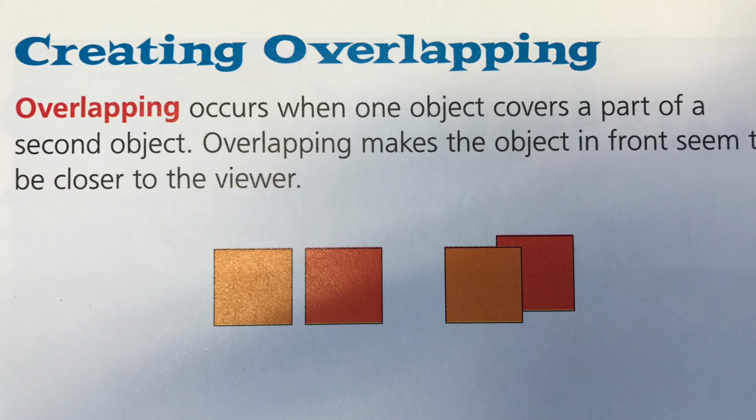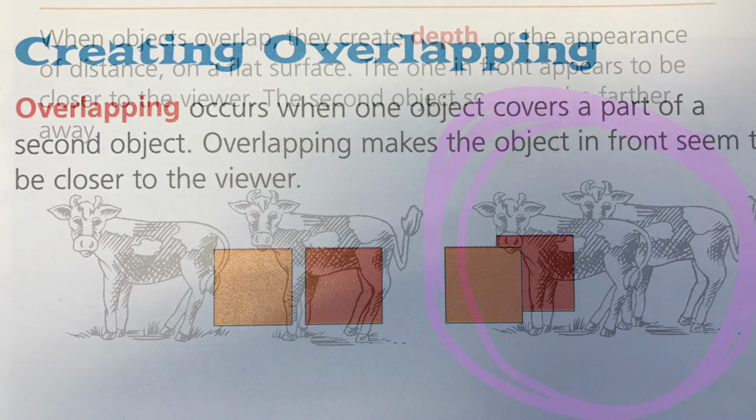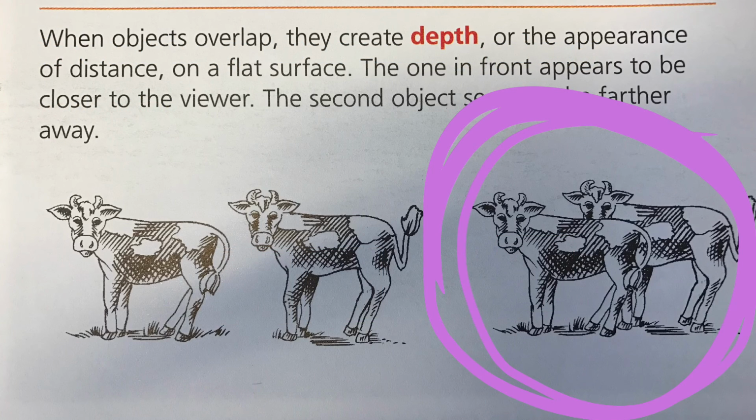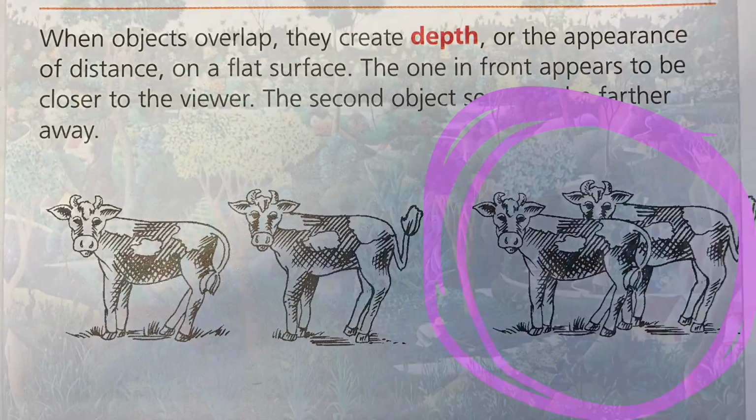Today we are going to be creating overlapping, which is when one object covers part of a second object. So the object in front looks like it's the closest to you. You can see in this image that there's depth, or the appearance of distance, with these two cows. So the cow in front on the far right looks closest to you.